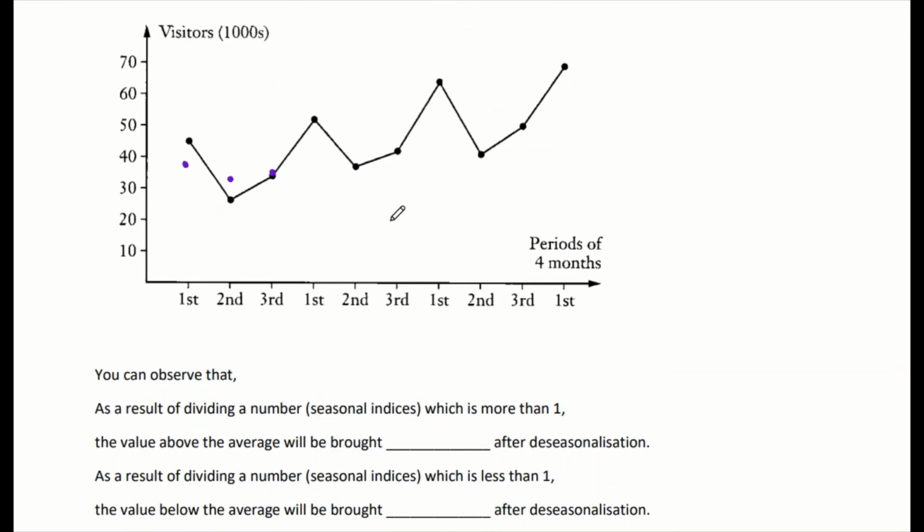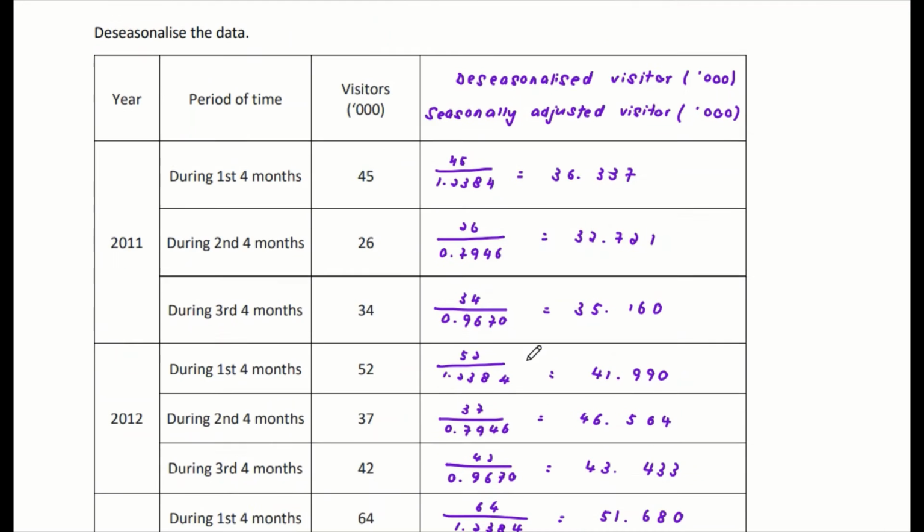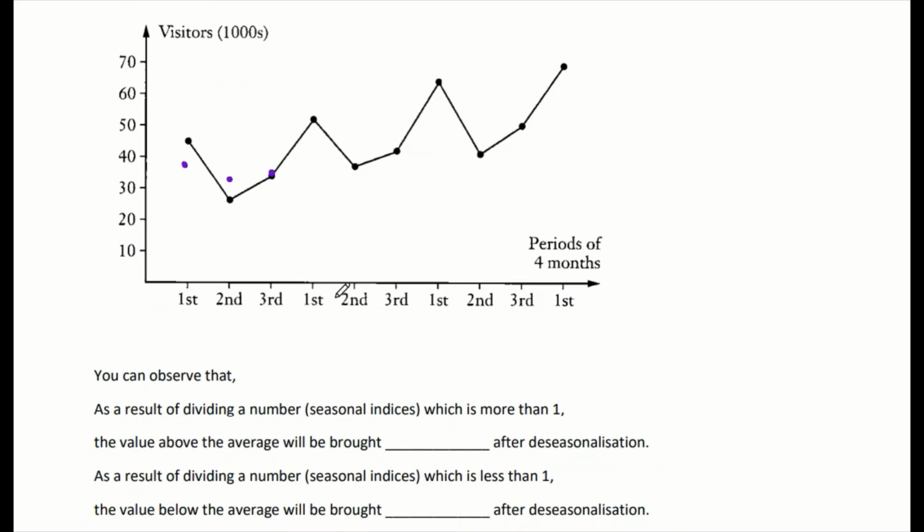Okay, so what you can realize is what happened previously when we deseasonalized the data: if you have a seasonal index that is more than 1, after you divide your raw data by the number, you will get a smaller value. Am I right? In the other way, if you have a seasonal index that is less than 1, and you divide your raw data by a number that's less than 1, you will get a bigger number. So you can see that 32 is bigger than 26, and 36 is smaller than 45. Okay, why is this happening? You can also try to imagine, why are we doing this deseasonalization? It is actually to remove the seasonal effect.